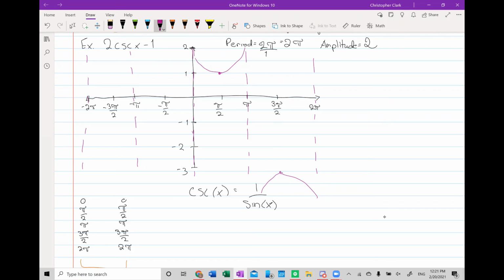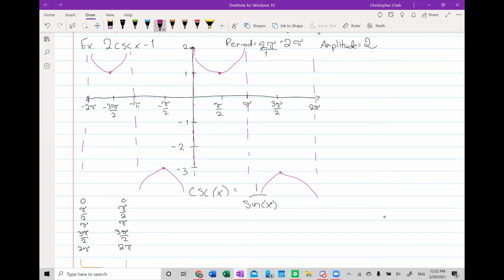Similarly, we can go down here and we'll find the same situation. It's negative 3 down here, and up here it is just 1. So this is what ends up happening to our cosecant function: we multiplied everything by 2, so it should normally be 2 and negative 2, but then we had to subtract 1, so that becomes 1 and negative 3. Make it a little nicer here. There you go. So these are just a couple of examples.